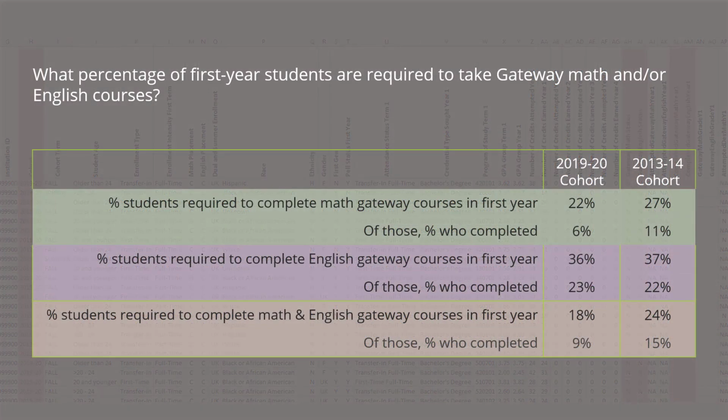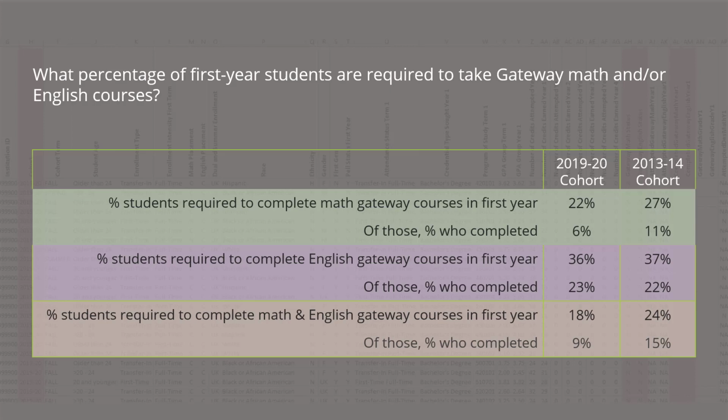Prakesh learns that for 2019-20, approximately 22% of students were required to take a Math Gateway course. Of those, 6% completed that course in their first year of college. However, in the 2013-14 cohort, 27% of students were required to take a Math Gateway course, and of those, 11% completed that course in their first year of college. He also learns that for 2019-20, approximately 36% of students were required to take an English Gateway course. Of those, 23% completed that course in their first year of college.